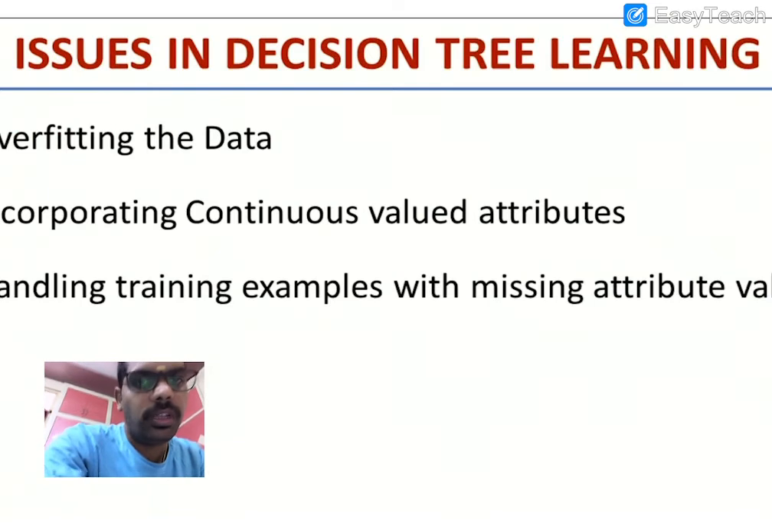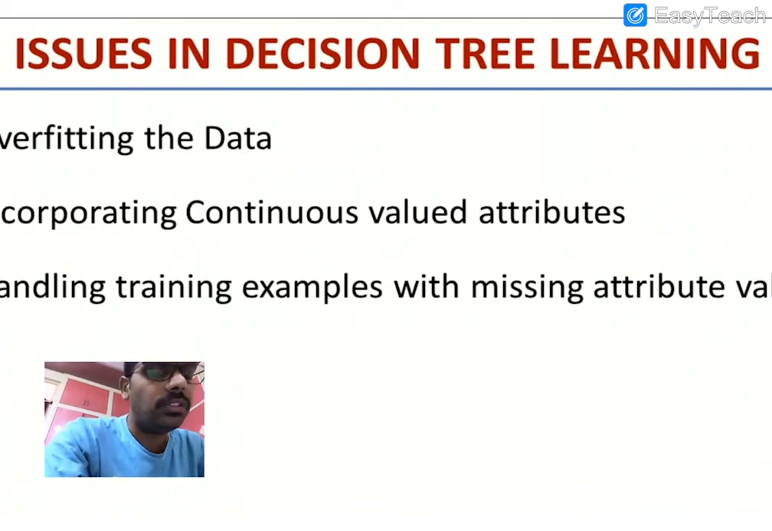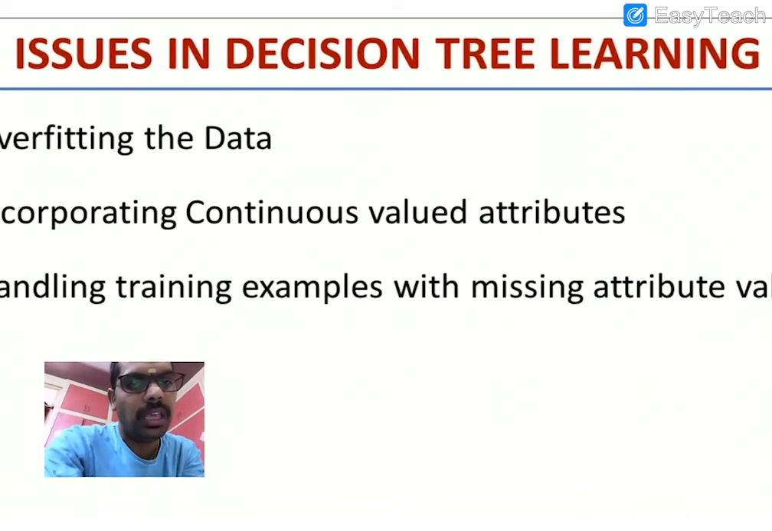And one more is handling training examples with missing values. If we face missing data for any particular attribute, it becomes difficult for us to construct the decision tree.